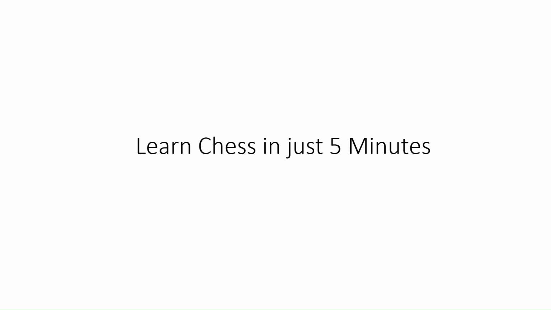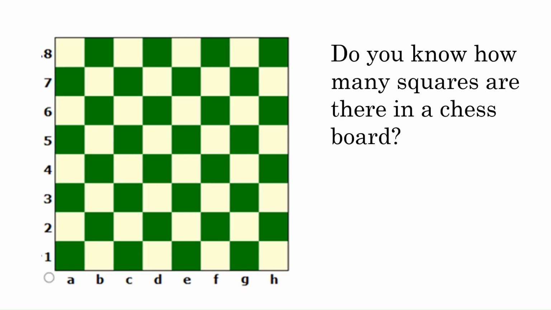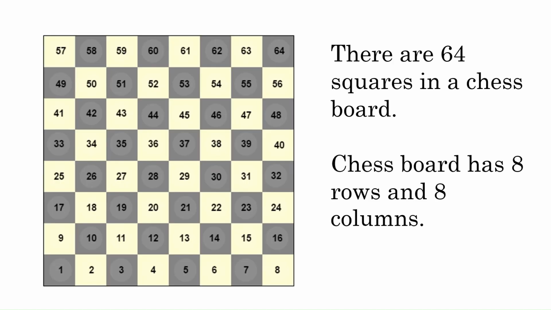Here we go. Today we will learn something about chessboard. Do you know how many squares are there in a chessboard? There are 64 squares in a chessboard. It has 8 rows and 8 columns.